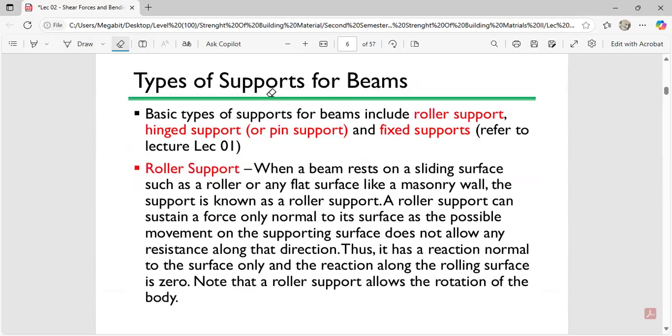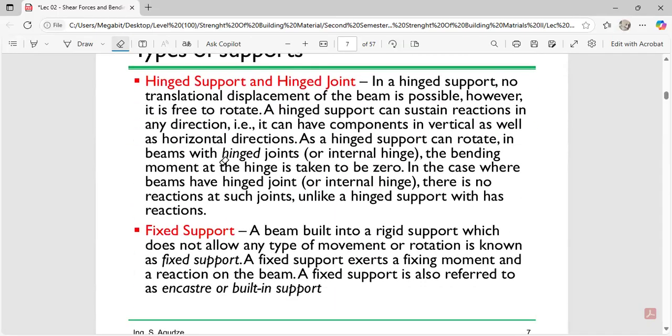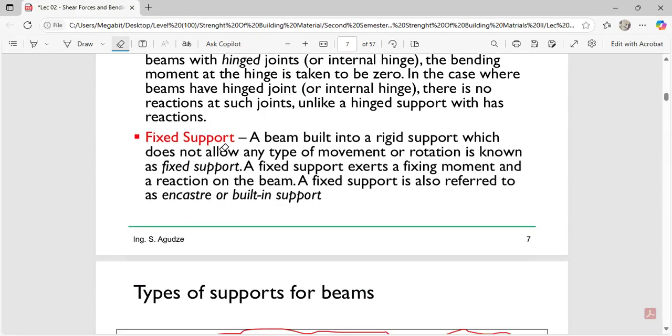So we are on the type of support for beams. Basic types of support for beams include roller, hinge support and fixed support, as we discussed in lecture 1 earlier. For roller support, we said that roller support has one reaction. And for the hinge support, in lecture 1, I remember we said hinge support has two reactions. And the fixed support has three reactions.